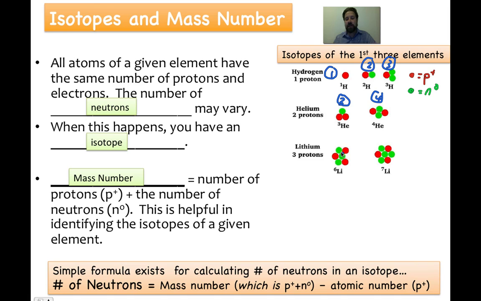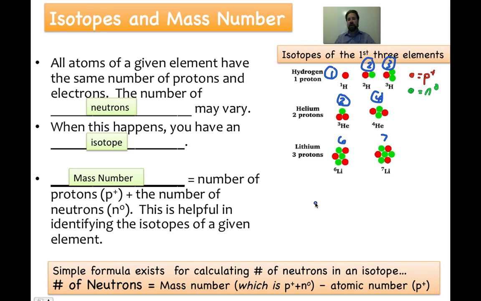Lithium, this version here, 3 protons, 3 neutrons, mass number 6. And this one's also lithium because it has 1, 2, 3 red dots. And it has 4 neutrons, so its mass number would be 7. So protons plus neutrons equals mass number.